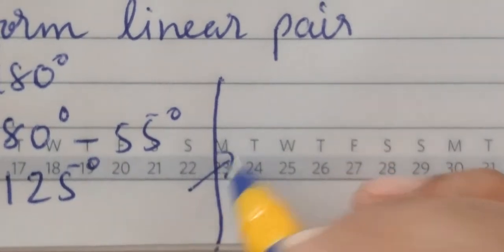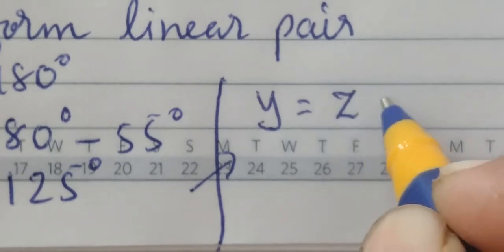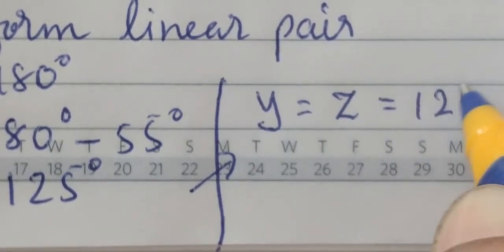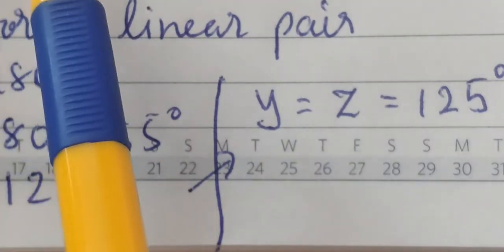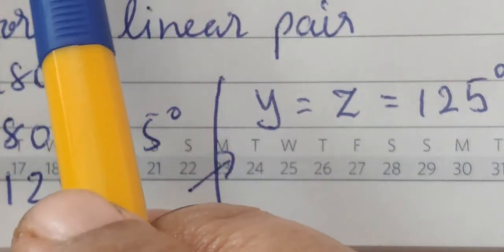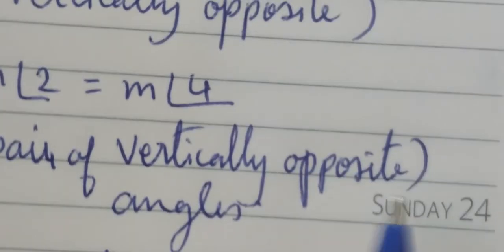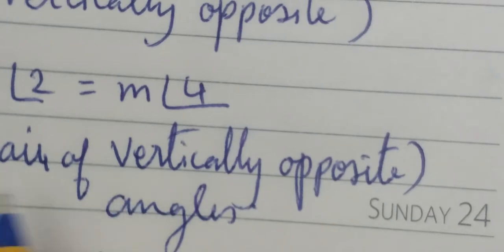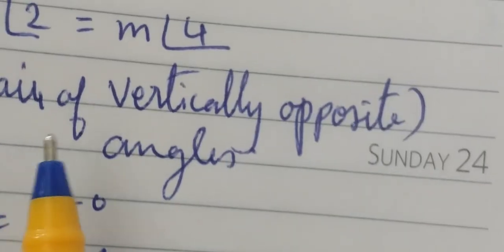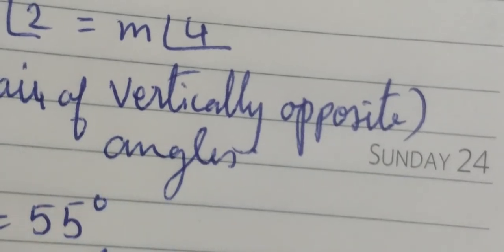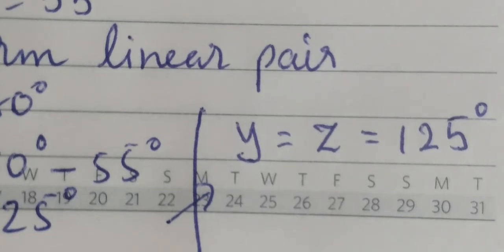Now y is equal to z is equal to 125 degrees. I have already mentioned y is equal to z, because measure angle 2 and measure angle 4 are equal as they form a pair of vertically opposite angles. Therefore, y is equal to z is equal to 125 degrees.